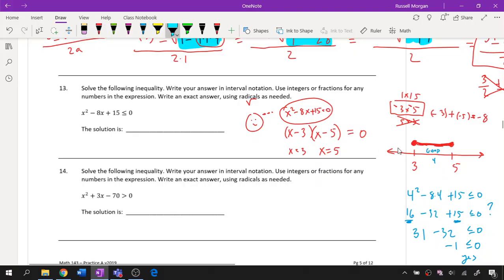Of course, if you tested over here, you would see that that would be bad. And if you tested over here, you would see that that would be bad. So our solution is right in here.